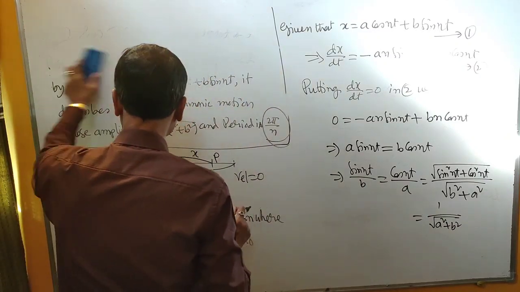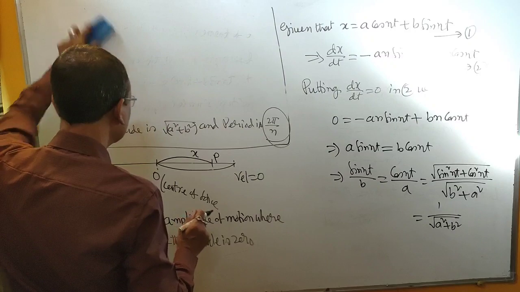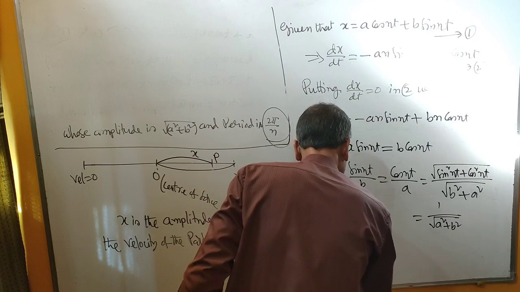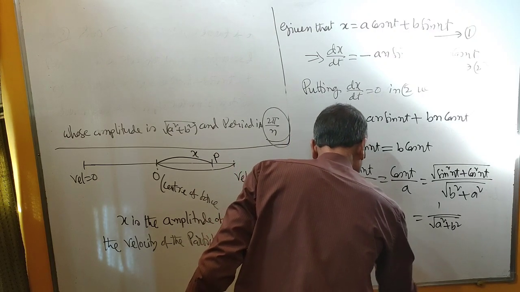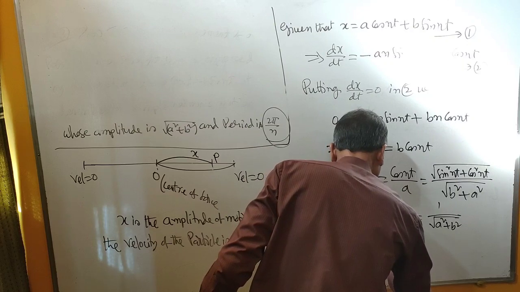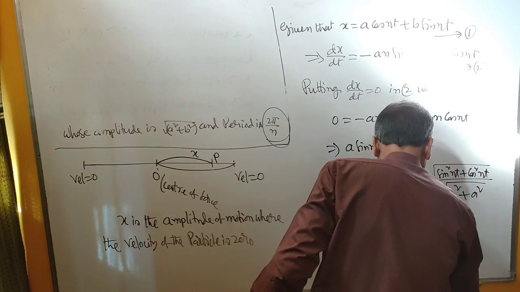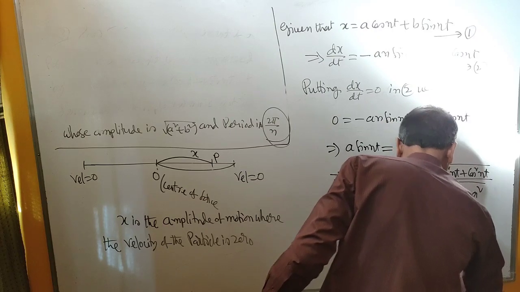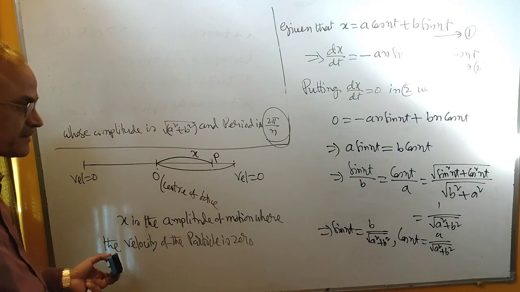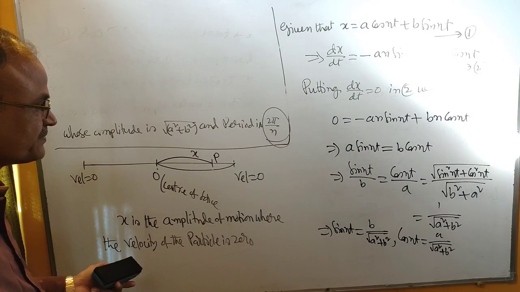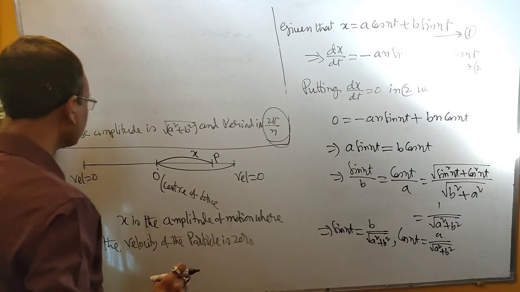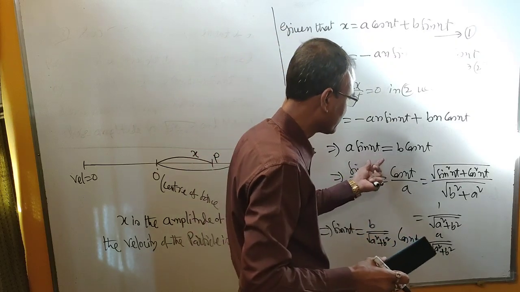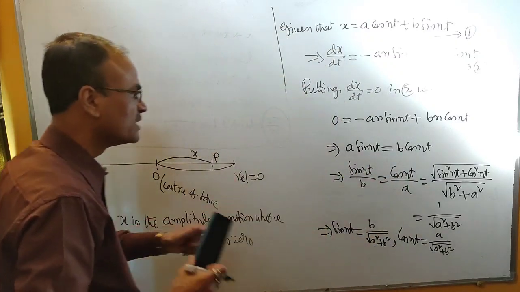Let me write here. You have to show that the amplitude of motion is root over a square plus b square. This means that from here you may write sin n t equals b by root over a square plus b square, and cos n t equals a divided by root over a square plus b square. Therefore, the amplitude of motion is... just put these values and you will find the values of sin and cos; there is another method also.